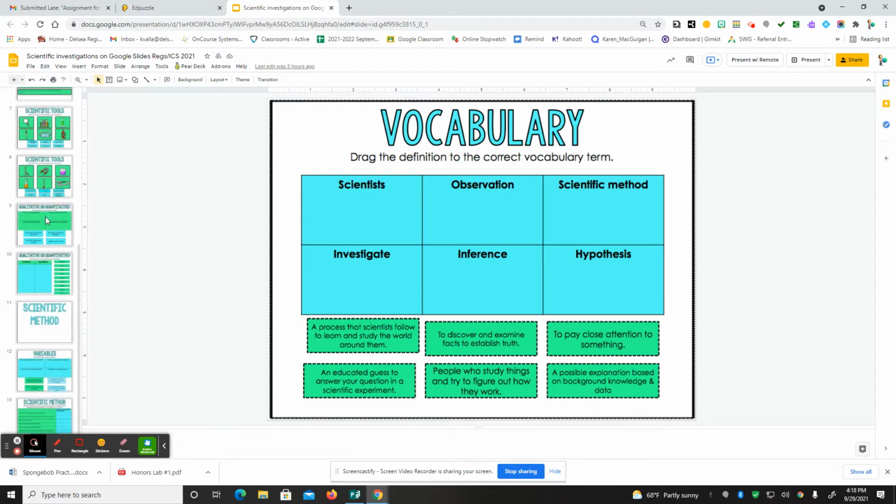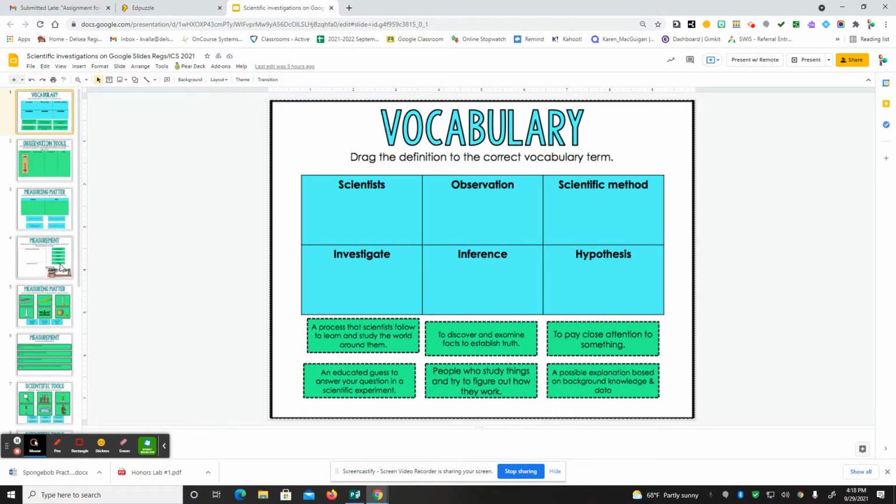So there's a total of 13 slides, and on every slide, or almost every slide, there's going to be a drag and drop feature. For example, this is the vocabulary. Drag the definition of the correct term to the vocabulary term. So you're going to drag and drop from down here. Which one? So like an educated guess. Everybody knows that by now. Educated guess is a hypothesis. So you would drag and drop it right to there.